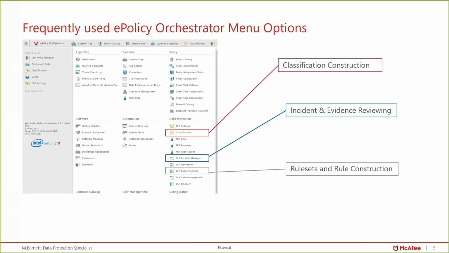And then the actual DLP policy manager is where we're going to be constructing rules and rule sets. So a given rule might be email, web, cloud. A rule set can be a conglomeration of those together. And then, in certain cases, you might have multiple rule sets, and we'll talk about why you might do that.